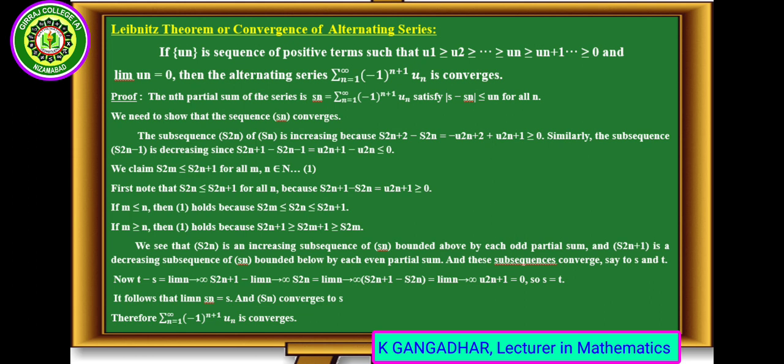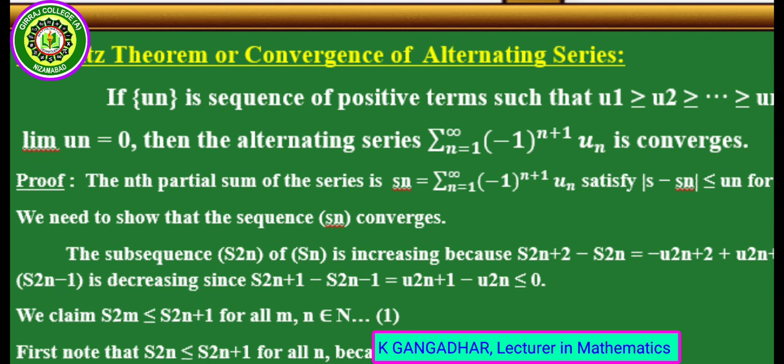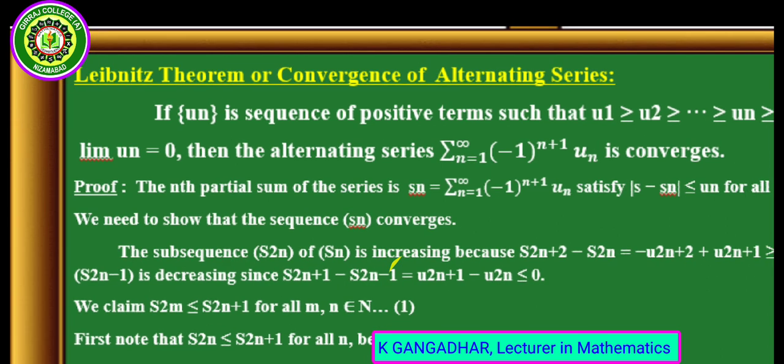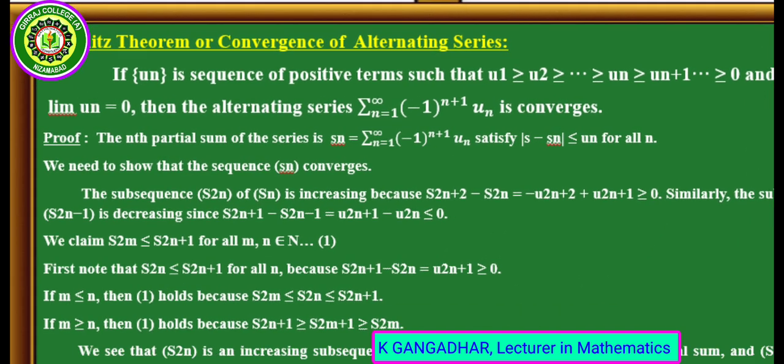So this theorem statement is, if sequence u_n is a sequence of positive terms such that u1 greater than or equal to u2 greater than or equal to so on, u_n greater than or equal to u_(n+1) so on, greater than or equal to 0, and limit u_n equal to 0, then we say that the alternating series is convergent. So now proof of the theorem.